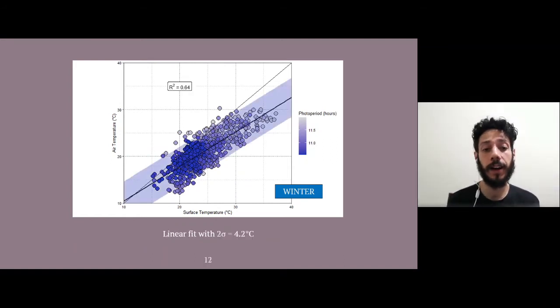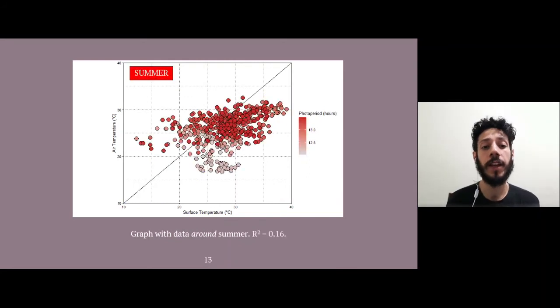I can make a linear fit with a relatively good correlation, with an R squared equal to 0.64. And going over to the data around summer, here the correlation was not so good and the R squared was just 0.16. So because of that, I only analyzed this data to here.